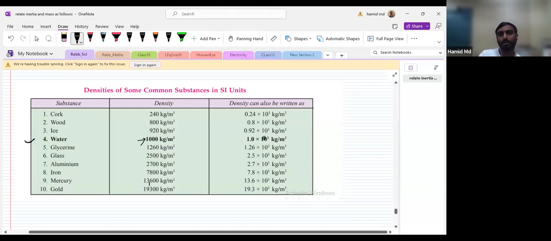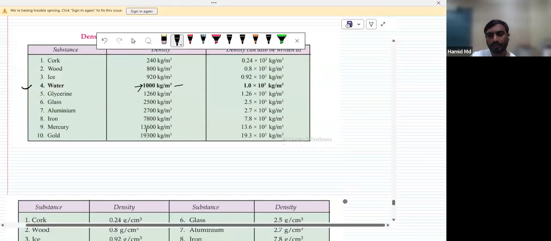You may take a screenshot. No need to write it down. Just keep in mind the density of water is 1000 kilogram per meter cube. This is the standard information you have to keep in mind. The screen is short. Should I increase the size? No, it's fine, sir. So I took the screenshot. Okay, that's good.